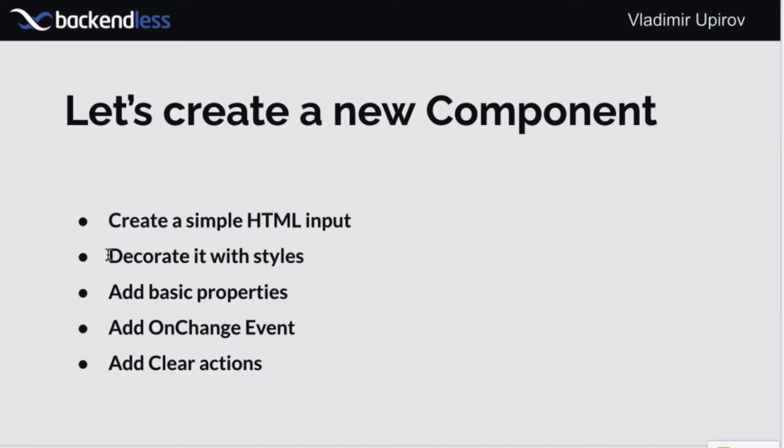Then we decorate it, because UI custom components are completely integrated with theme and app extensions, and we can use app extensions to decorate our custom components. Our custom components might have their own styles. Generally, each custom component, I guess, will have its own styles. Then we are going to add basic properties, some events, and some actions to demonstrate the entire flow. Okay.